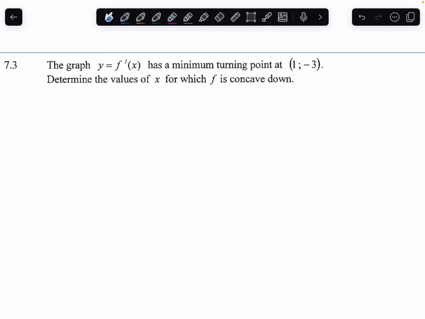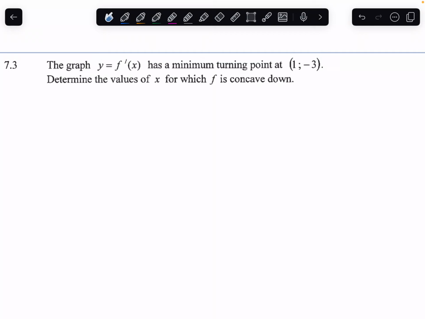Let's ramble. We are looking at the department's May 2023 paper 1, and we're looking at question 7.3. Let's get into it. The graph y is equal to f prime x has a minimum turning point at (1, -3). Determine the values of x for which f is concave down.